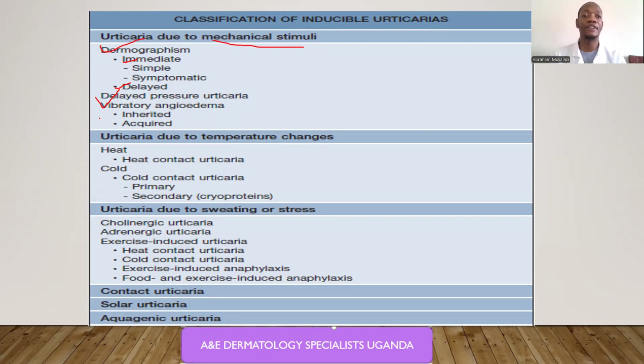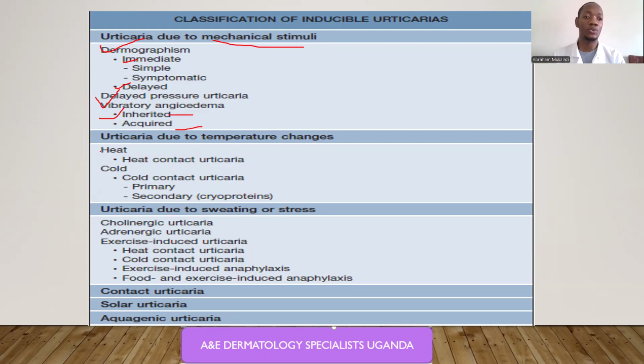We can also have vibratory urticaria. In this case, it can be either an inherited or even an acquired form. And in this case, you have vibratory angioedema. So it is very common in people who work with machines that usually vibrate, including the chainsaws, including the motorcycle, which usually have some degree of vibration. And in that case, the vibration is the trigger of the urticaria.